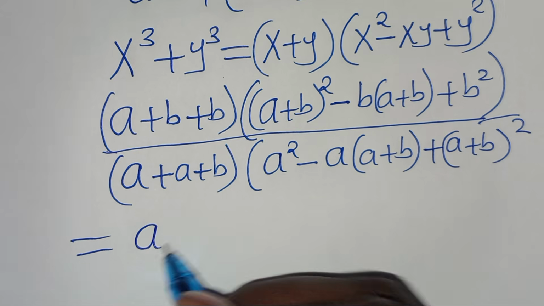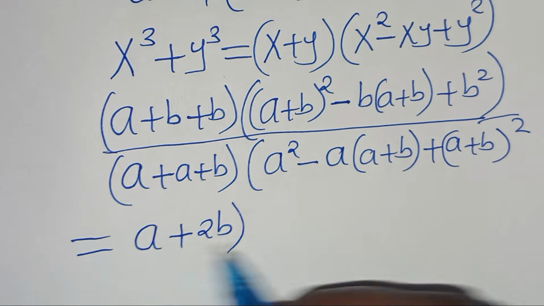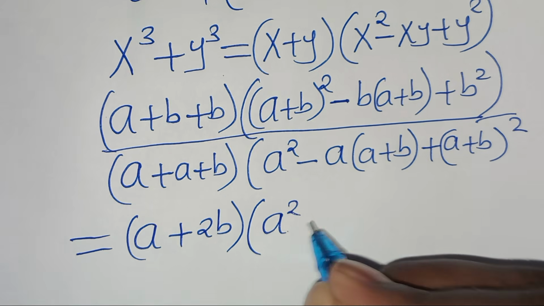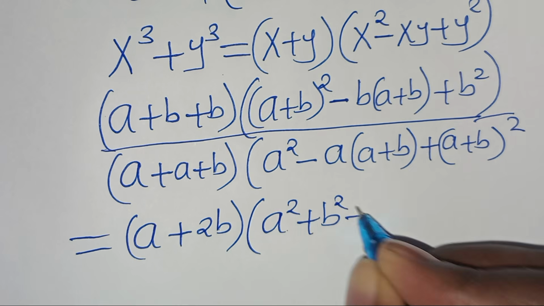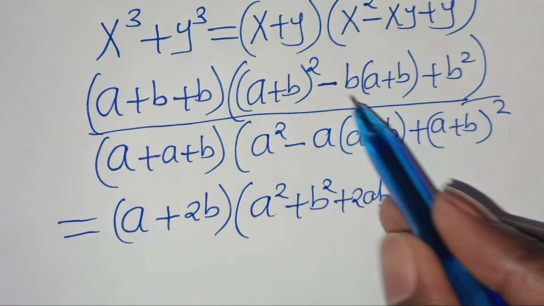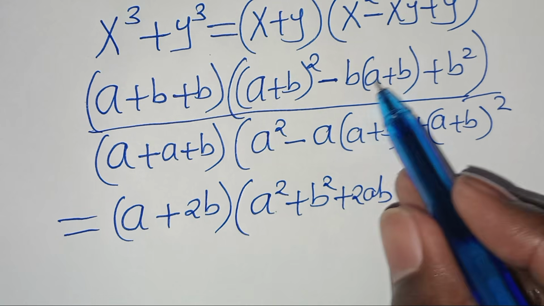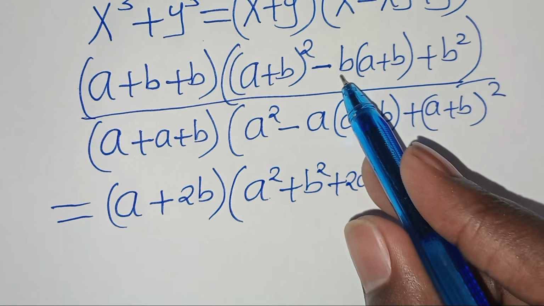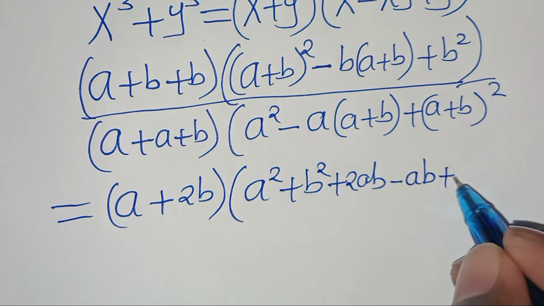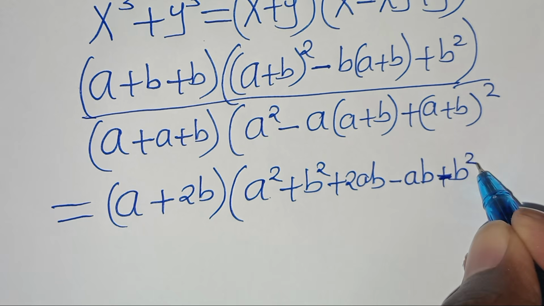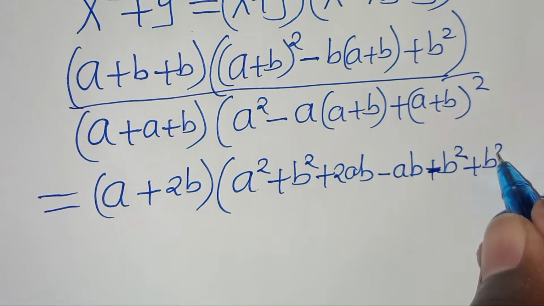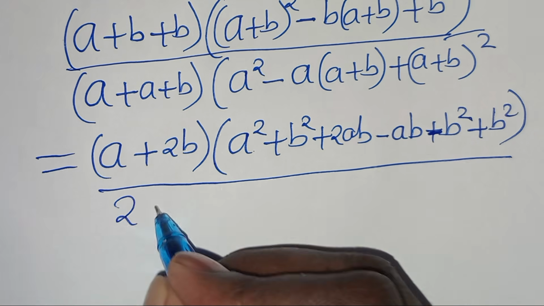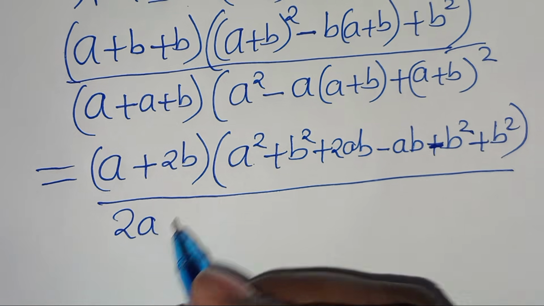So this is equal to a plus b plus b, which is a plus 2b. Then here we have (a plus b) to the power of 2, which is a squared plus b squared plus 2ab. Let's open the parentheses here. This is minus ab, minus ab, then plus b times b, this is minus b to the power of 2, then plus b to the power of 2. Everything here divided by 2a, because a plus a is 2a, then plus b.